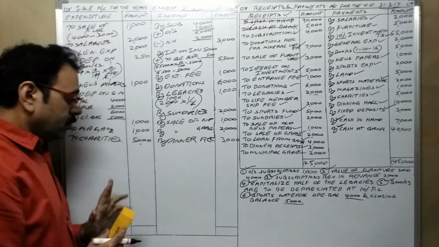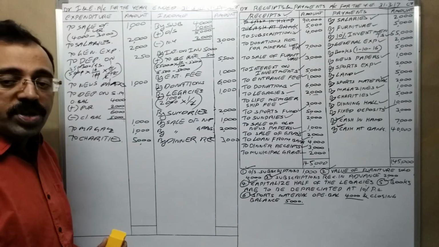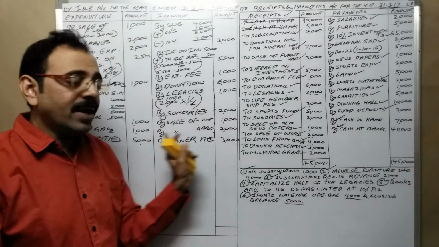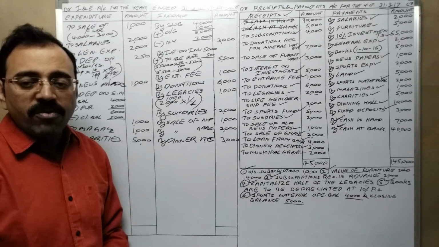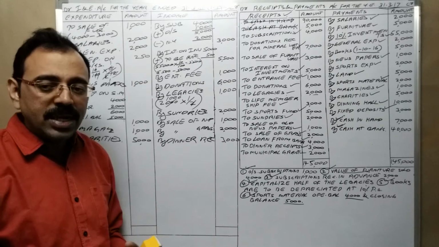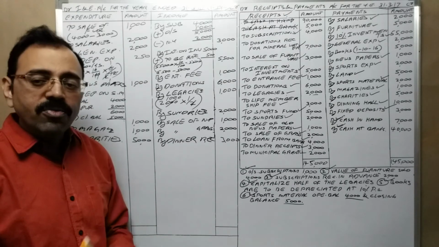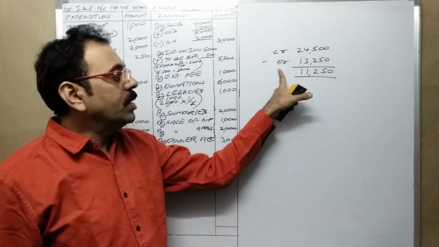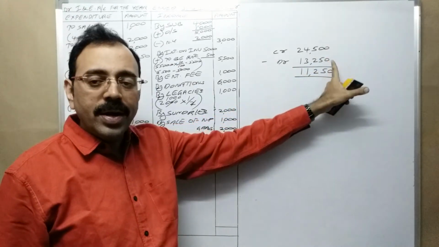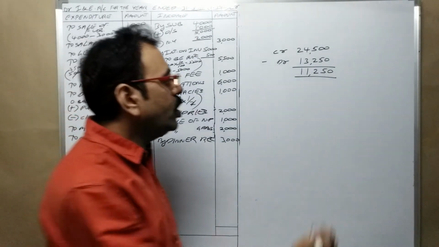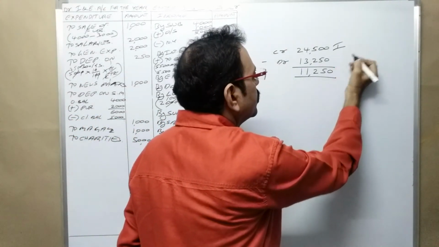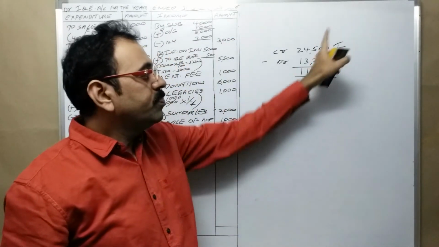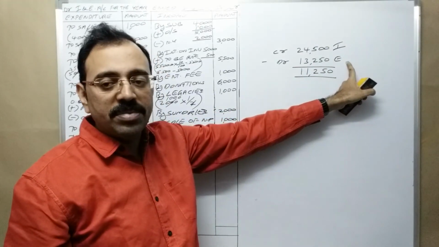Now, finally what to do? We should balance this account. Okay, first debit side and credit side. Observe both sides. Which side total is more? From that side total, we should deduct the other side total. So, when we total them, the credit side total is more than the debit side total. What did we write on the credit side? Income. Debit side, expenditure.